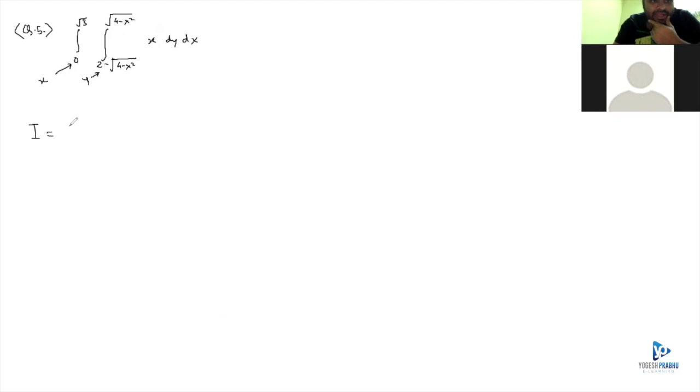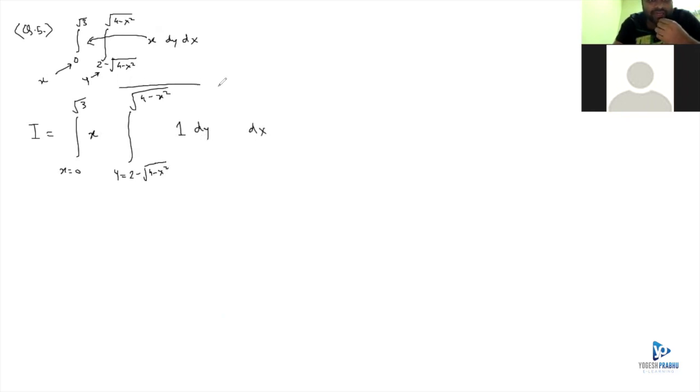It is going to be I equals integral x equals 0 to square root of 3, and this is x, y. Can I take x out? Oh, yeah. Because this is the integral of y, right? Integral y, it will go from 2 minus square root of 4 minus x squared to square root of 4 minus x squared, and then 1 dy and dx. So we will integrate which one first? This one first? First one.